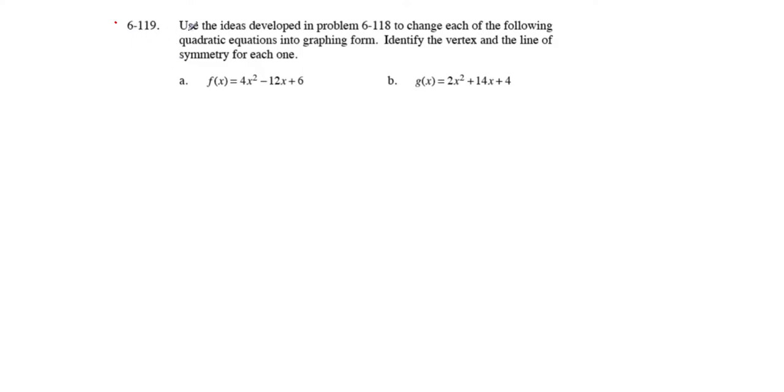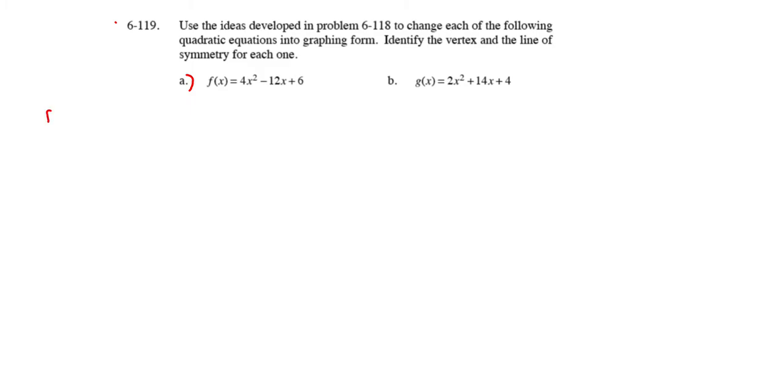6-119. Use the ideas developed in problem 6-118 to change each of the following quadratic equations into graphing form. Identify the vertex and the line of symmetry for each one. Awesome. We enjoyed doing that so much on the last one, we get to do it a couple more times. So letter A, we've got f of x equals 4x squared minus 12x plus 6.